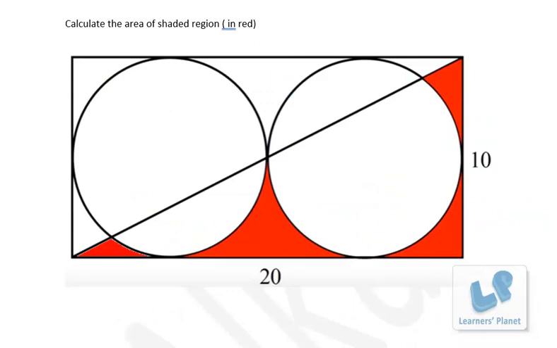Next up in the series, calculate the area of the shaded region, that is red over here. So here we have been given a rectangle of dimension 20 by 10, and there is the diagonal over here that you can see, and two equal circles have been drawn over here, right? Now we have to find the area of this shaded region that is colored in red. Now that's a pretty simple problem, friends. Just understand the simple thing. This diagonal divides this rectangle into two equal parts, right?